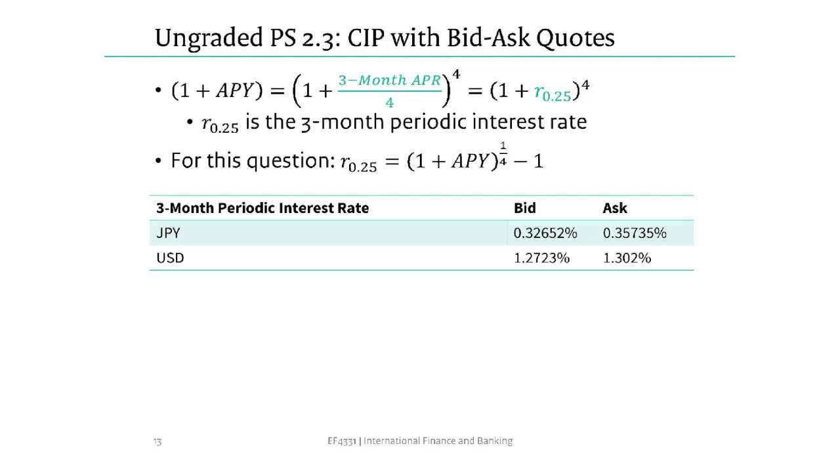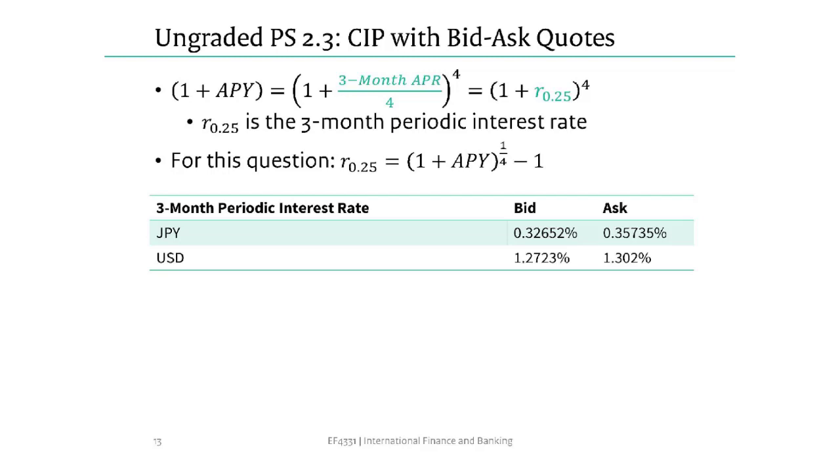Okay, R0.25 is this entire expression here because it's a periodic return. So solving for R0.25 will give you this equation here, right? Just take to the 1/4 power on both sides and subtract 1. So you're relying on this equation here. But you just have to figure out what APY is. Is it a bid or ask?